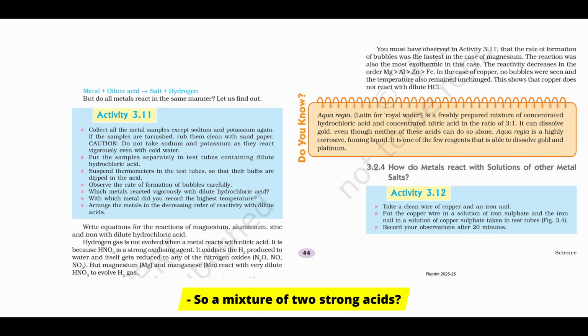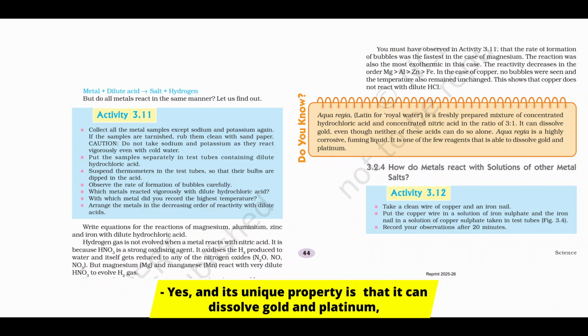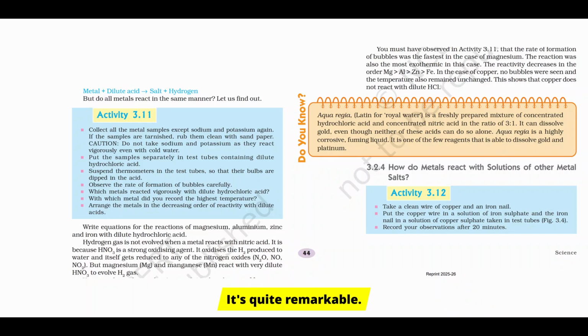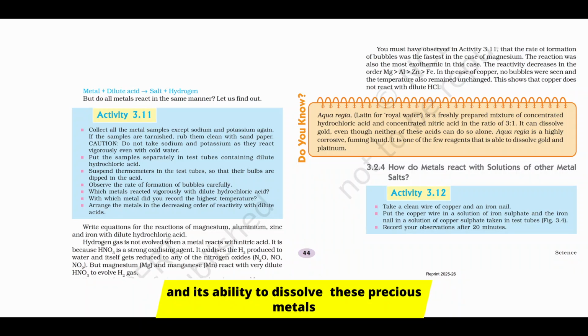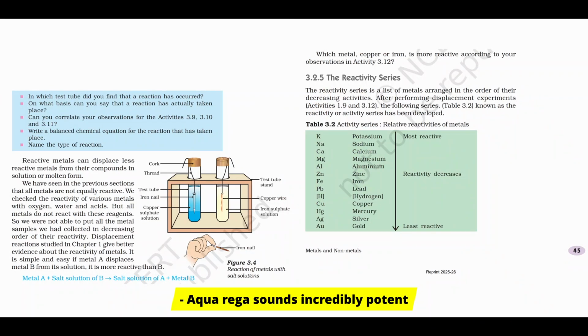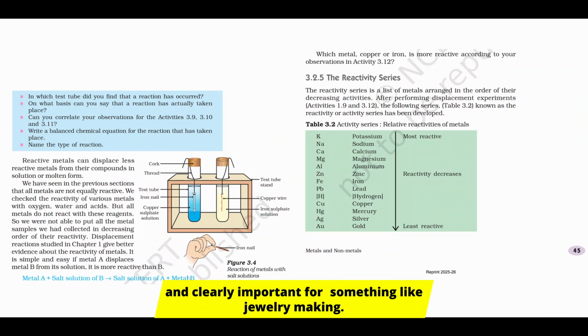So a mixture of 2 strong acids. Yes. And its unique property is that it can dissolve gold and platinum, even though neither of these strong acids can do so alone. It is quite remarkable. Aqua regia is a highly corrosive, fuming liquid, and its ability to dissolve these precious metals makes it highly significant in the jewelry industry and for recovery processes. A truly powerful chemical tool. Aqua regia sounds incredibly potent and clearly important for something like jewelry making.